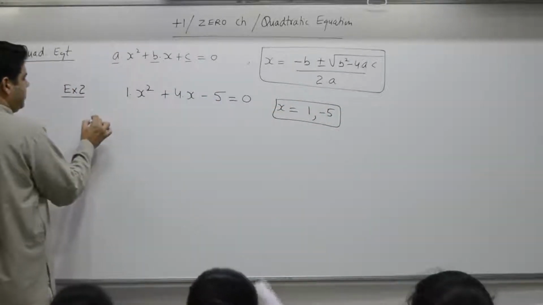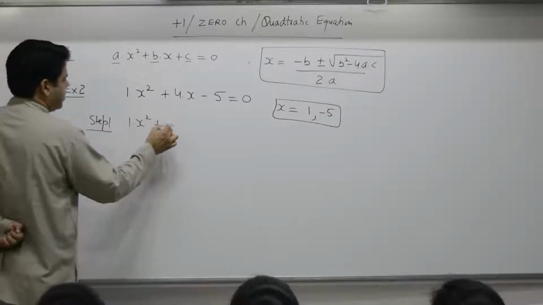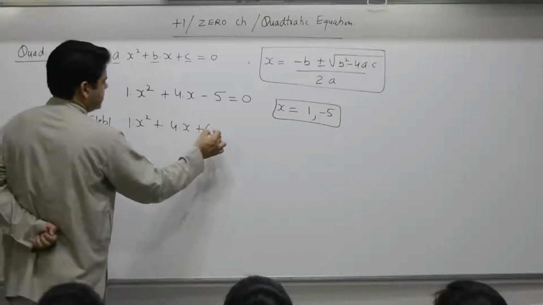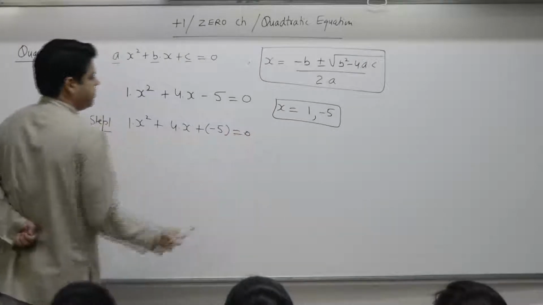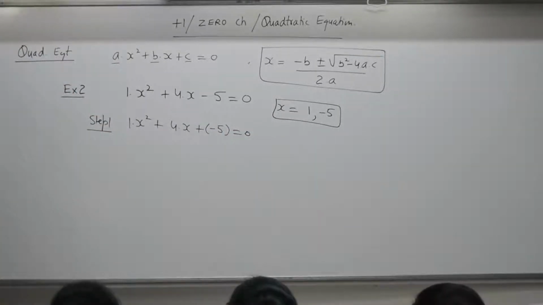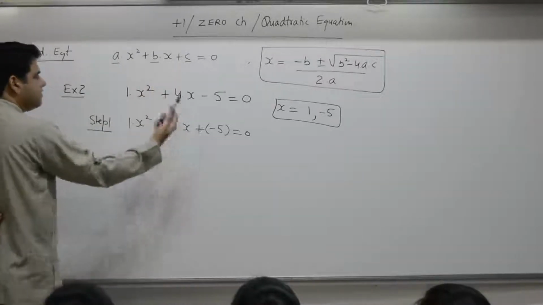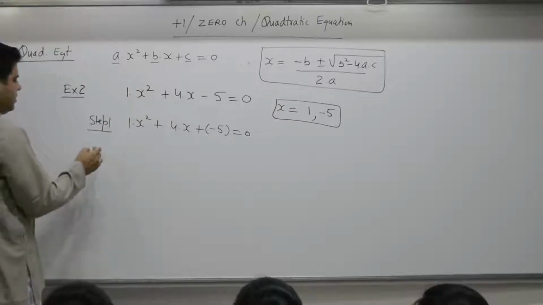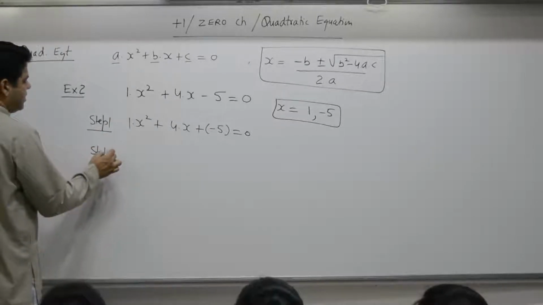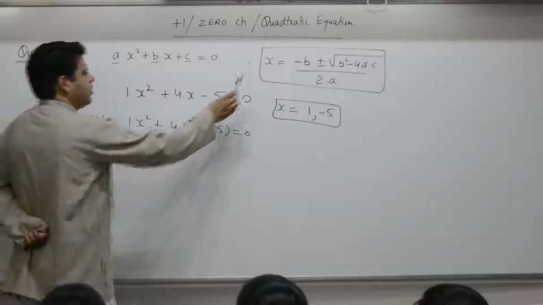Step 1. 1x square plus 4x plus minus 5. We say standardized equation as per this. Because whenever you have doubt, it is regarding sign. Otherwise, you know the formula. Step 2 is to apply the formula x is equal to minus b.